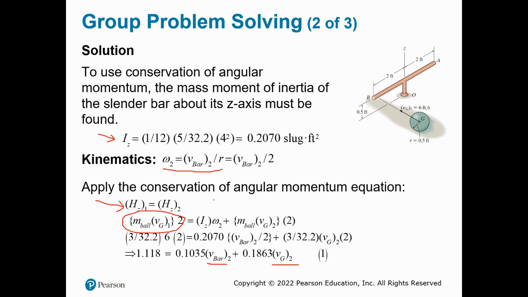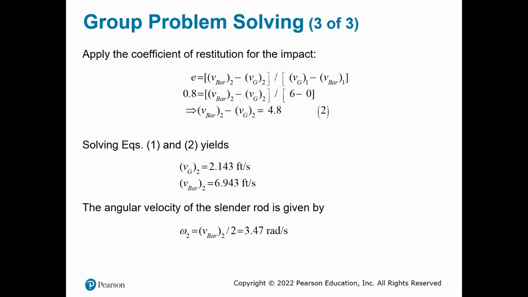We're going to use the value of e, the coefficient of restitution, to help us write an additional equation relating the velocity of the bar and the velocity of the ball. So we have two equations and two unknowns. We can solve for the values of Vg and V bar, and by relating the linear velocity and the radius, we can get the angular velocity of the rod after the impact.